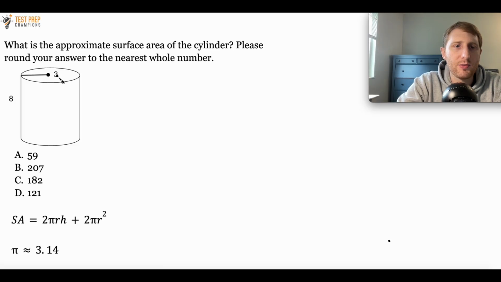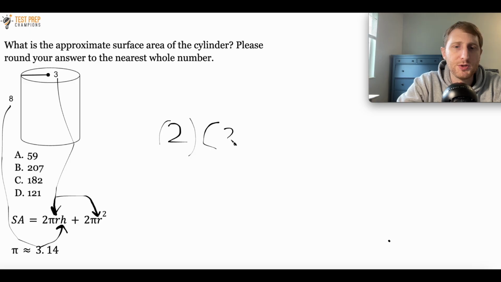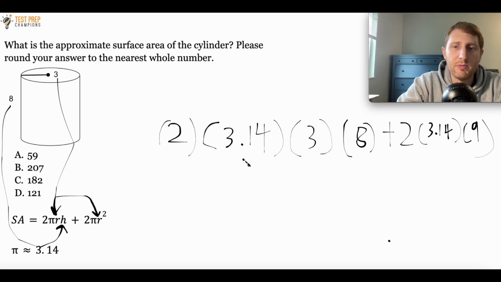So we see here that the radius is 3. So down here in the formula where it says r, I'm going to plug in 3. All right, so I'm going to plug in 3 in the first part of the formula here, and then also over here in the second part of the formula. And 8 is h, so where we see the h, I'm going to plug 8 in. So let me rewrite these formulas, and I'm going to also replace the pi symbol with 3.14. So let me rewrite this, and then I'll show you what it's going to look like. So we'll have 2 times 3.14 times 3 times 8 plus 2 times 3.14 times 9.